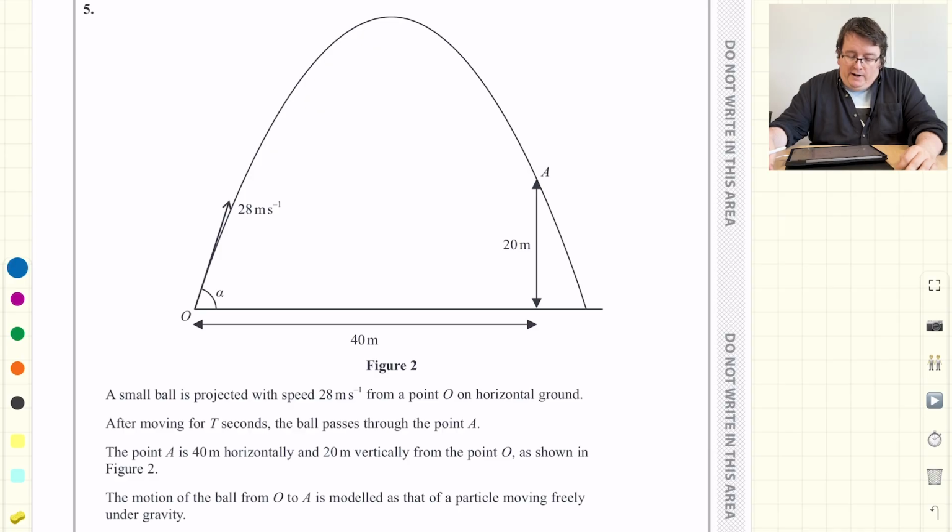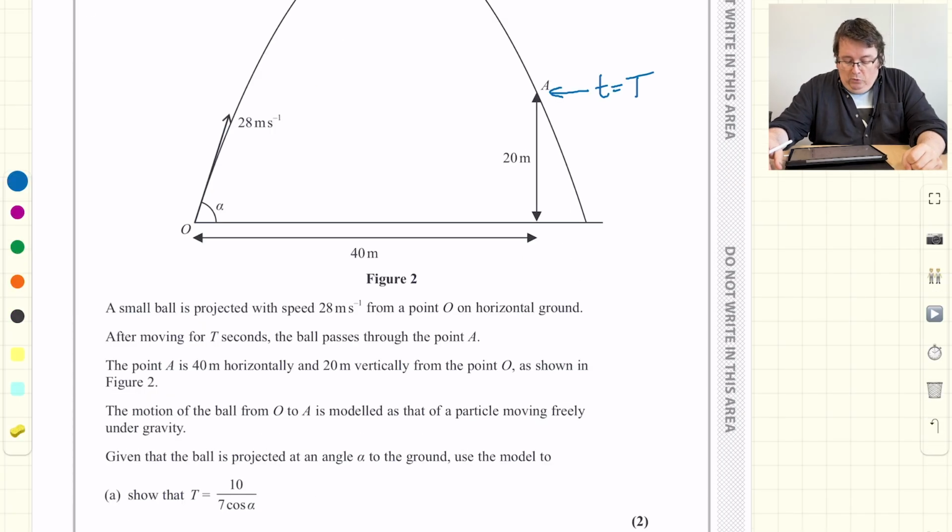This is question number 5. A small ball is projected with speed 28 meters per second from a point O on horizontal ground. After moving for t seconds, the ball passes through the point A. So that point there is when time is capital T. The point A is 40 meters horizontally and 20 meters vertically from the point O as shown in figure 2. The motion of the ball from O to A is modelled as that of a particle moving freely under gravity. Given that the ball is projected at an angle alpha to the ground, use the model to part A show that capital T is 10 over 7 cosine alpha.